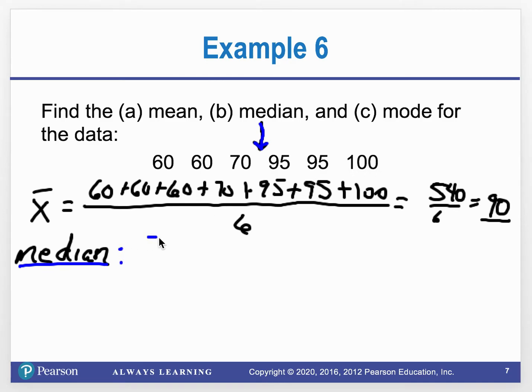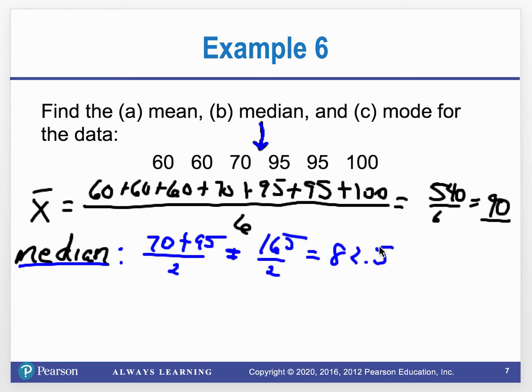So halfway would be 70 plus 95 over 2, or 165 over 2, and what's that, 82 and a half? Okay, just check my math here. Yeah, 82 and a half for the median. Now keep in mind, that's sufficient for a small set of data, but what if you had 45 pieces or something? It's unmanageable to find which number is in the middle.